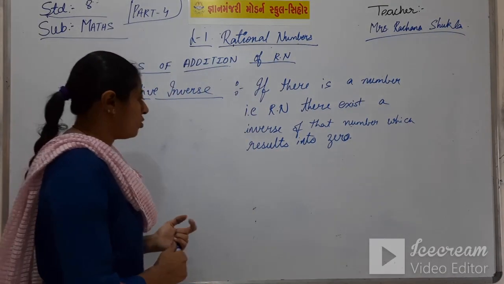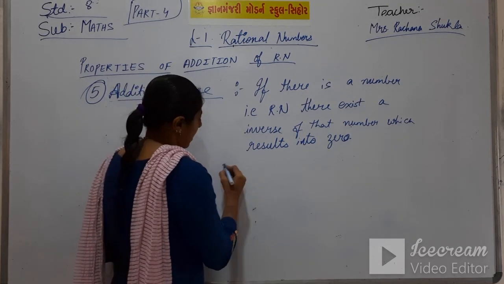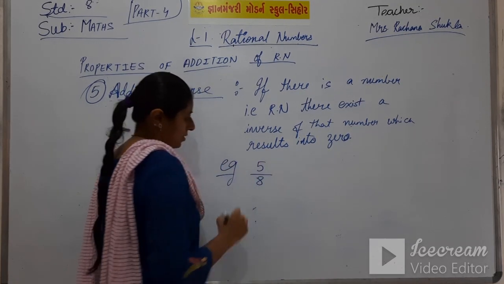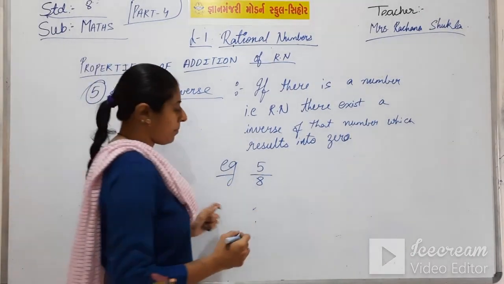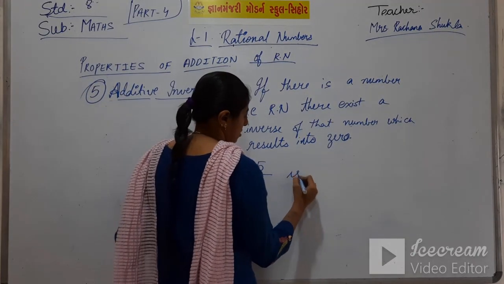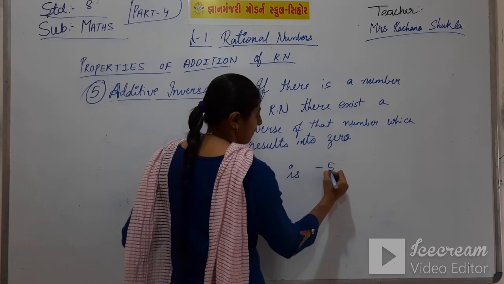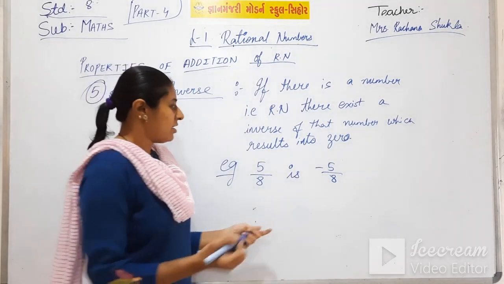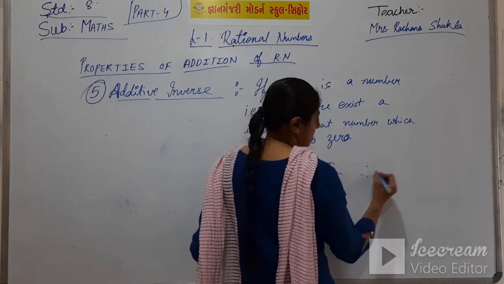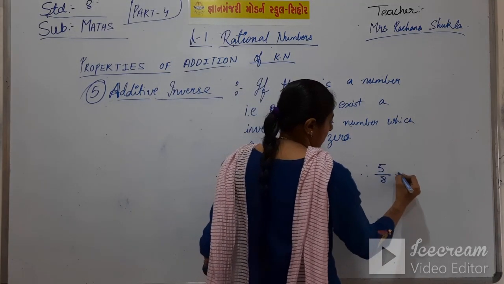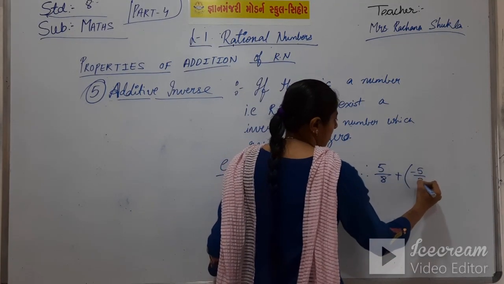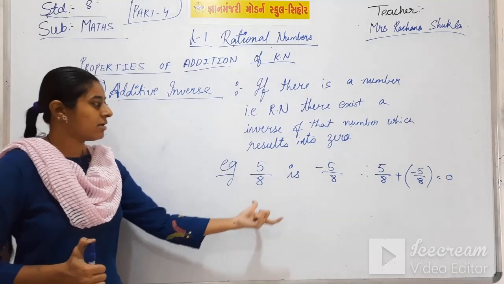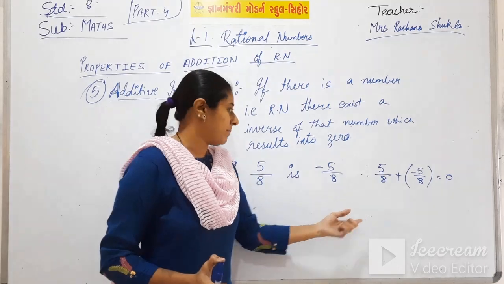So let's have a look at what it tells. Example: 5 upon 8. The inverse of 5 upon 8 is minus 5 upon 8. This is known as additive inverse. If you add both these, 5 upon 8 plus minus 5 upon 8, you will get 0 as your answer.